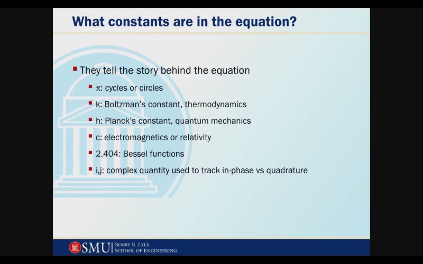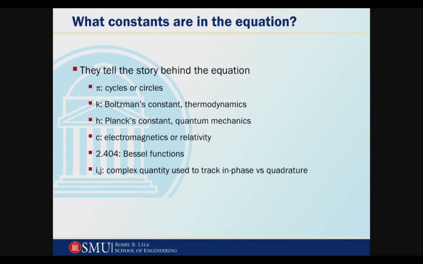The role of Planck's constant is very similar to Boltzmann's constant. It turns a frequency into an energy. So very often you'll see h multiplied by a frequency, h nu, to get energy. c, the speed of light, that's a clue that you're talking about an electromagnetics problem from Maxwell's equations, or perhaps a relativity problem in physics.